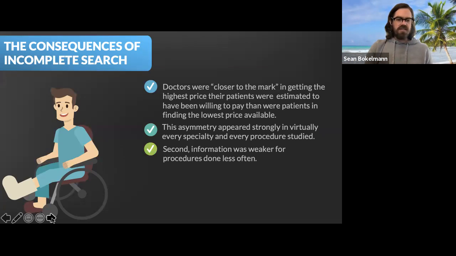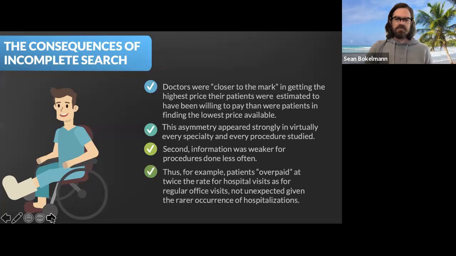Another issue that they discovered was that information was weaker for procedures that were done less often, which makes sense too, right? That's intuitive. If you're thinking about a procedure that is done very, very rarely, there's going to be a lot less information on that procedure and the results of that procedure. And what this ends up causing is that patients ultimately overpaid at twice the rate.